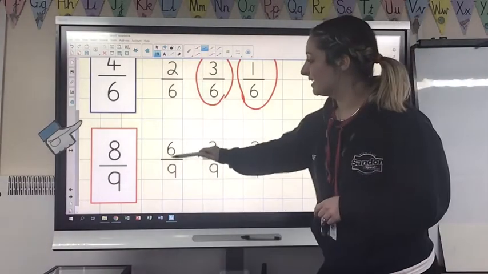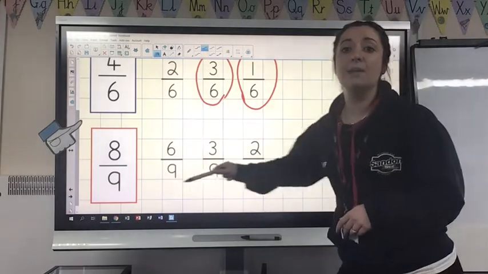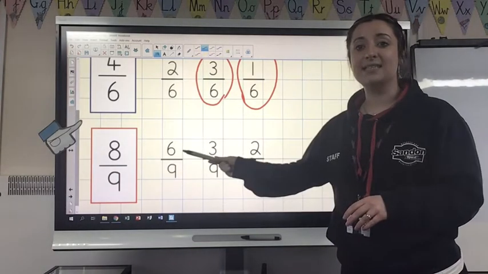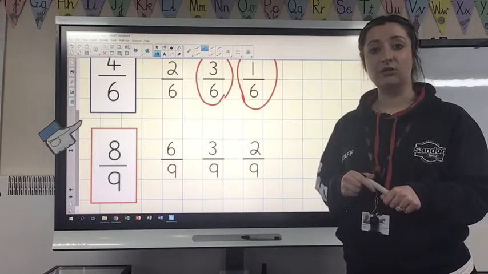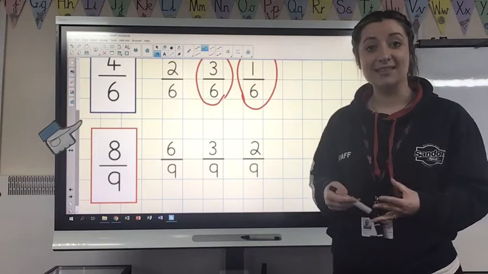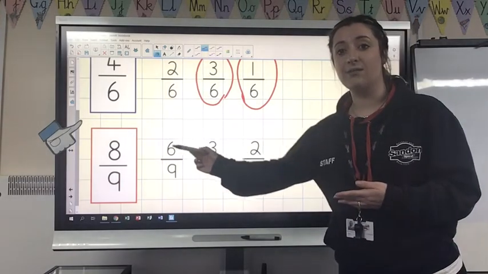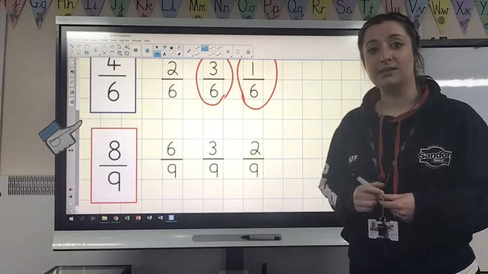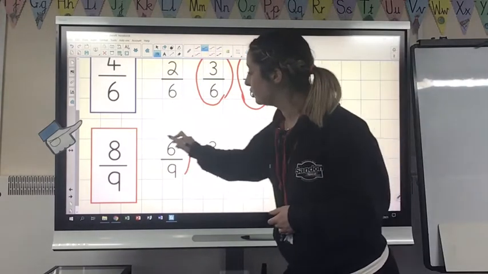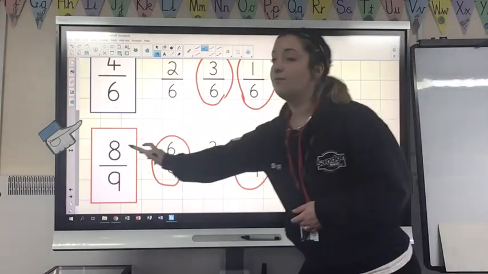So we've got 6/9. Let's try this one instead. Add 2/9. So my denominator is the same. I need to add 6 and 2. Those are my numerators. 6 in your head, add on 2 is 8. So we've got 8/9 when we add this fraction 6/9 with this fraction which is 2/9. Okay, so I can circle these two fractions because added together they make the total of 8/9.